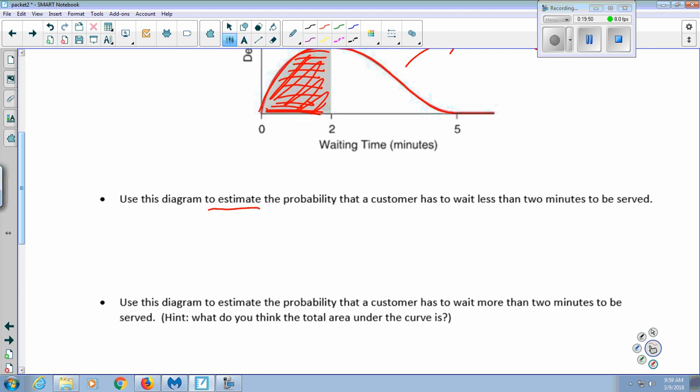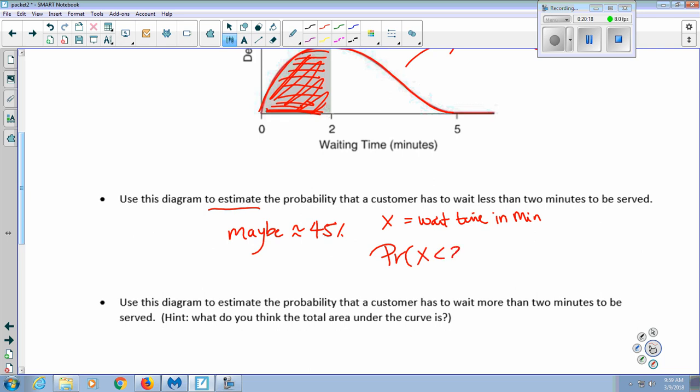It looks like the red area is a little bit less than 50%. So let's say maybe around 45% of the area of that whole curve. So if X is equal to wait time in minutes, then the probability of X being less than 2 looks to be about 0.45.